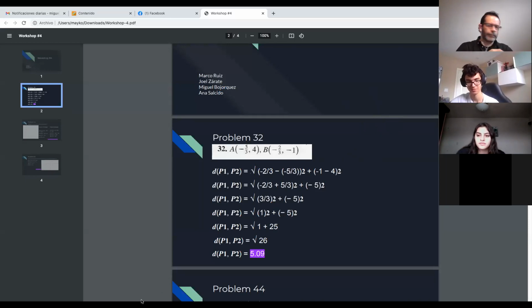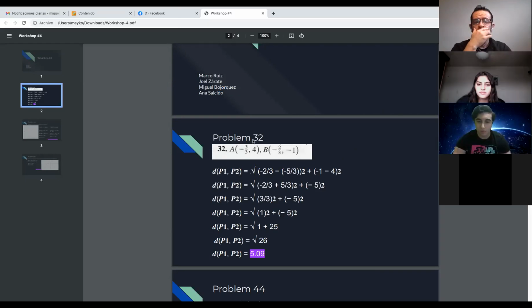Let's go then with problem 32, which is very similar. Go ahead. Okay, so on problem 32, it says to find the distance between point A and point B, which is right here. So we use the formula of square root x2 minus x1 multiplied by 2 plus y2 minus y1 times 2 as well. So here it's not times 2.